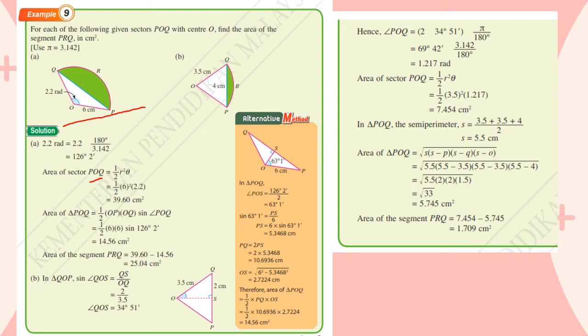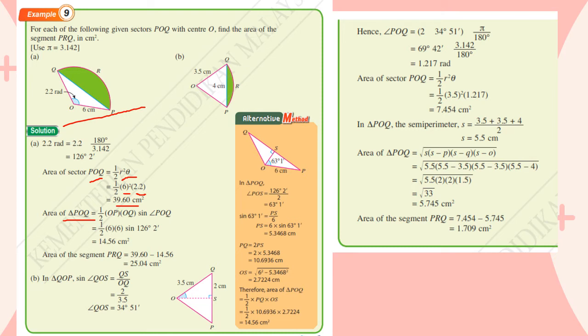We use the formula 1 over 2 times r squared times theta. We just substitute the value of the radius, which is 6 cm, and also the value of the angle, which is 2.2 radians, and you will get the area of the sector, which is 39.60 centimeters squared. And then we need to find the area of triangle POQ.